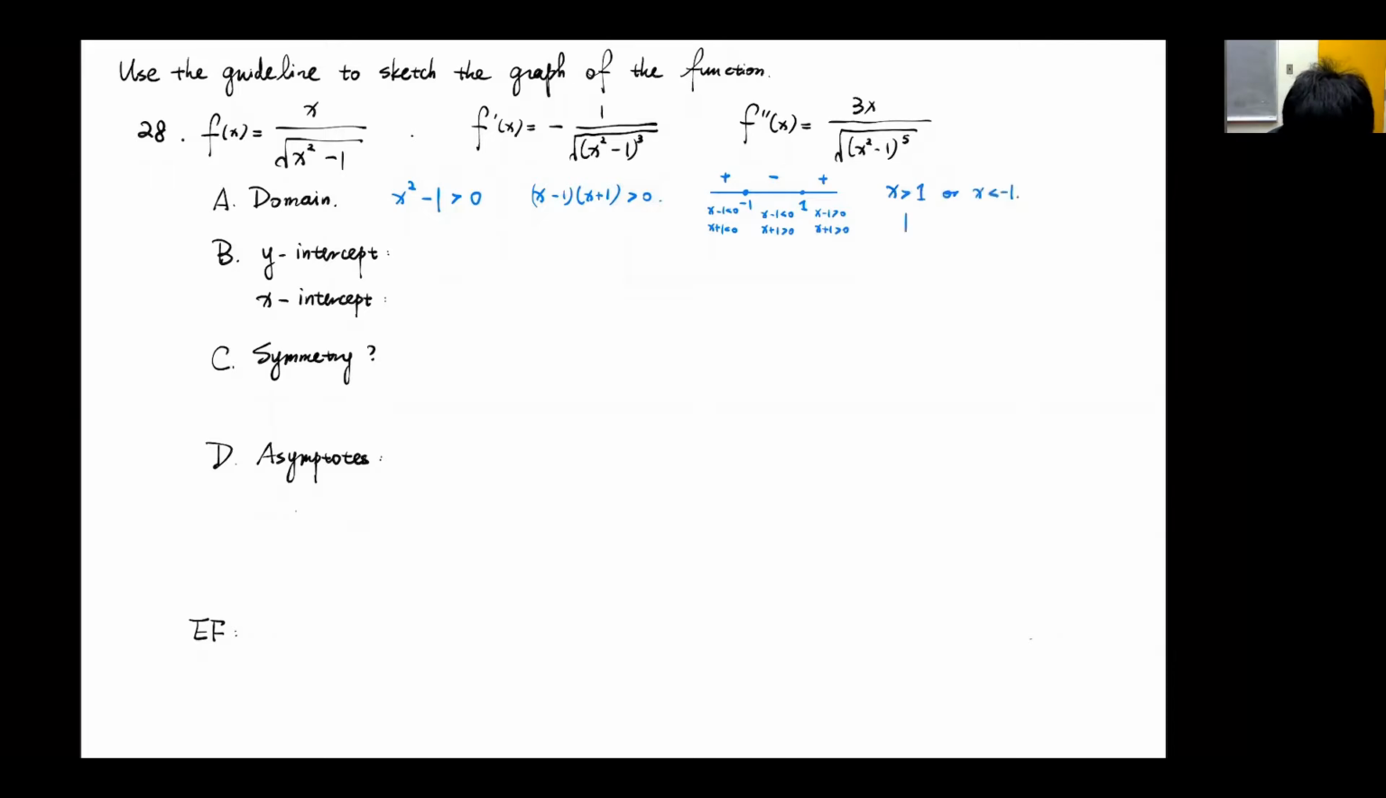so that the domain in the interval notation will simply be minus infinity to minus 1 union 1 to infinity. All right, so this is how we determine the domain.